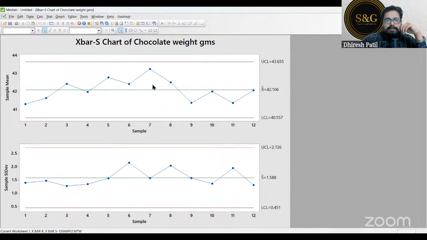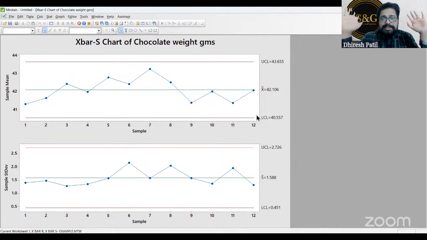All right. So you will see a similar kind of chart. Only thing is that X bar is absolutely common. Instead of range, we have considered a standard deviation. Both the charts are showing, there is not a single data point which is going beyond control limit. That means it is a stable process.